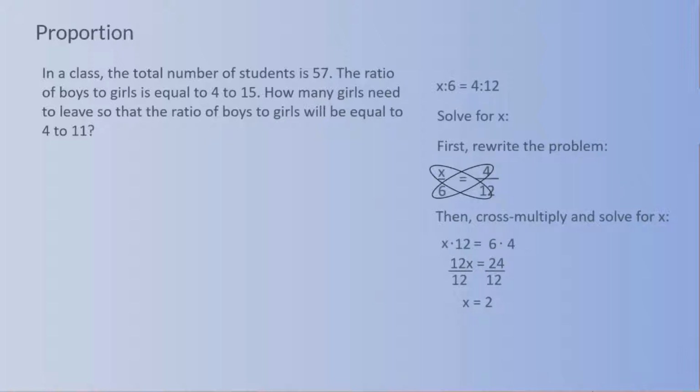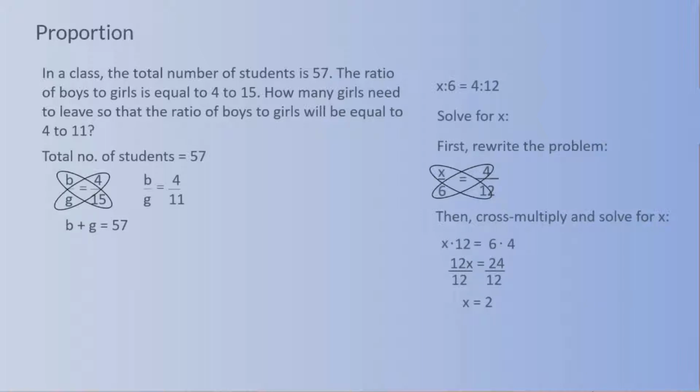Okay, so let's check if you got the right answer. We know that the total number of students is 57, and the ratio of boys to girls is equal to 4 to 15. The question is, how many girls need to leave so that the ratio of boys to girls will be equal to 4 to 11? We know that B plus G is equal to the total number of students, which is 57. So, we need to know the number of girls in the class.